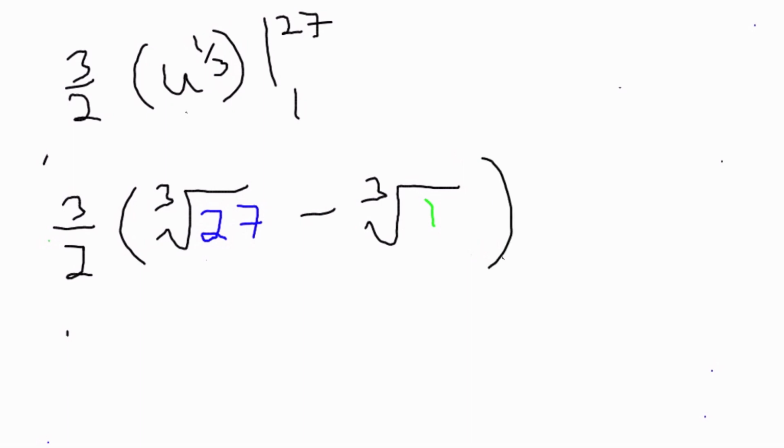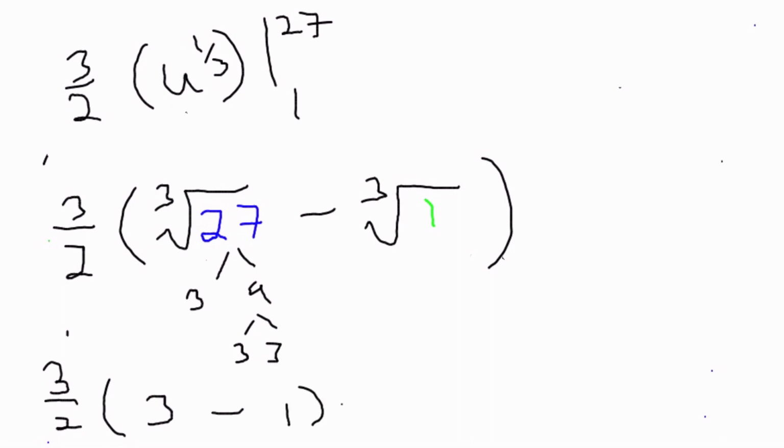Now looking at our prime factors for 27, we see 3 times 9, 3 times 3. And that shows that the cube root of 27 is 3. So we have 3/2 times 3, and the cube root of 1 is just 1. So we have 3/2 times 3 minus 1, which is 2. Now the 2's are going to cancel, and we are just left with our answer, 3.